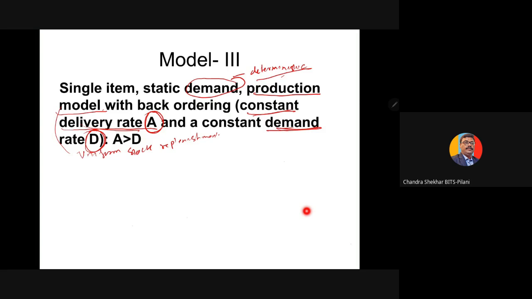Naturally, the delivery rate must be greater than the demand, otherwise there is an explosion of demand. You are never able to fulfill the demand. As you have seen in the queuing system also, the service rate must be greater than the arrival rate, otherwise there is an explosion of customers. Here we have an explosion of demand if the delivery rate is not greater than the demand. Clear? So always we have to consider that the delivery rate must be greater than the demand.